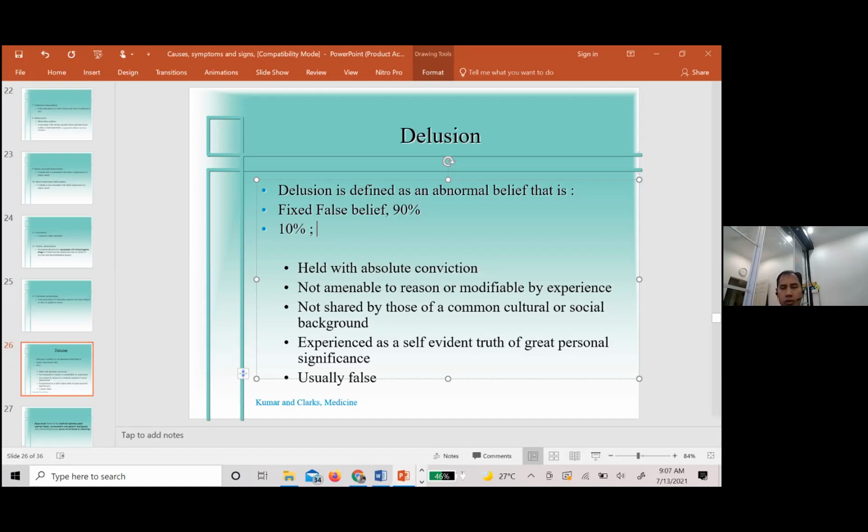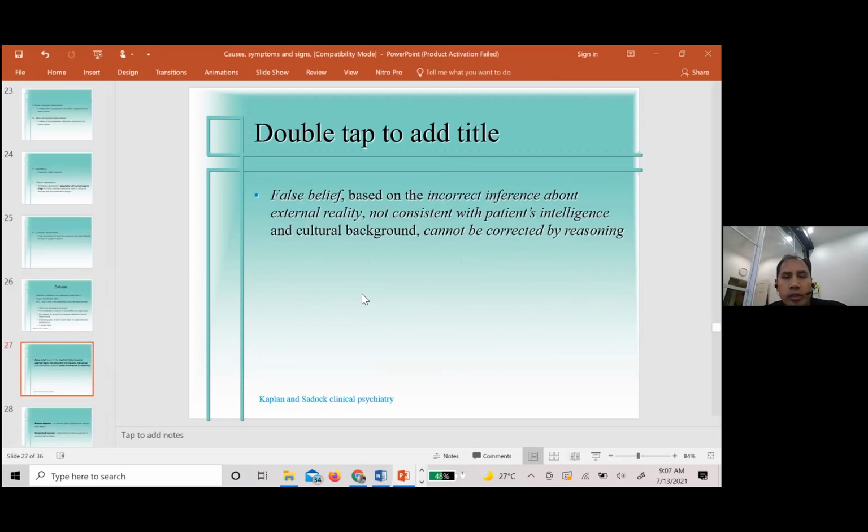So this is not, because the 10% is followed by: not in line with the patient's traditional or religious background. You have to have this kind of sentence, the follow-up sentence: is not in line with the patient's traditional or religious belief. Understand? Okay. Thank you very much.